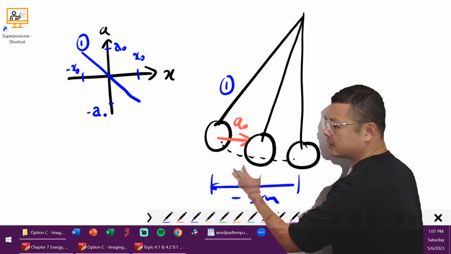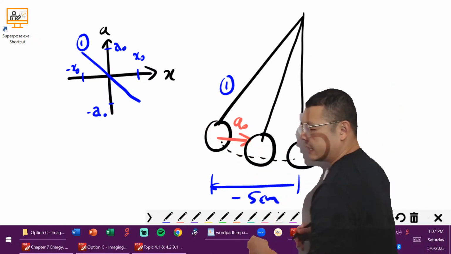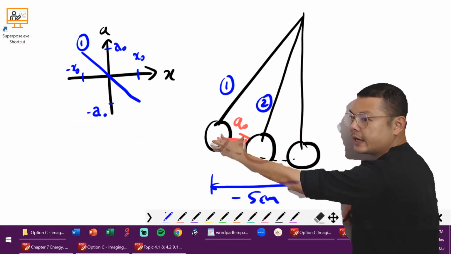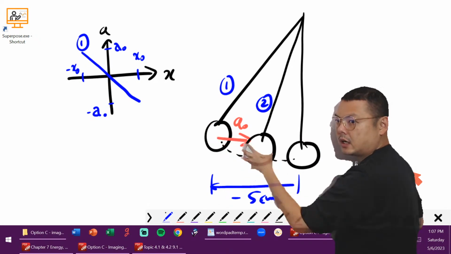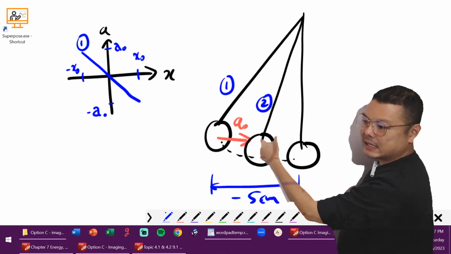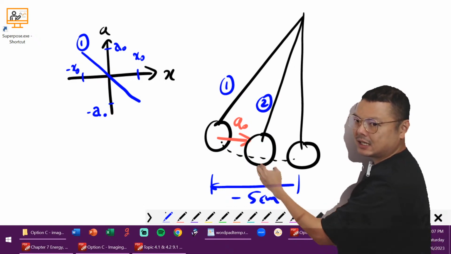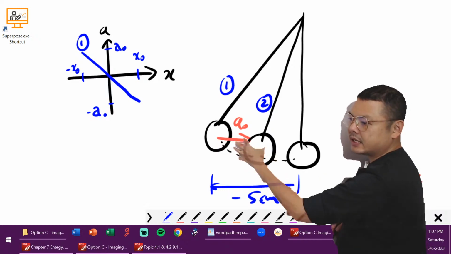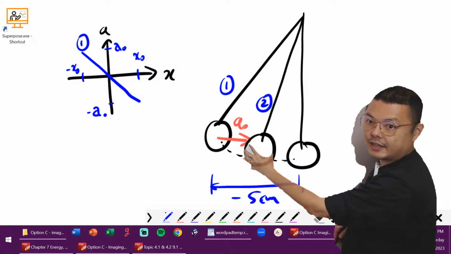Guys, can I ask you this? When the object has moved from 1 to 2, stage 2. Let's talk about stage 2. When the pendulum has moved from stage 1 to stage 2, what's the displacement here? Less than 5. So what's the displacement? Let's say it's in the midpoint between here and here. So the displacement is negative 2.5, right?